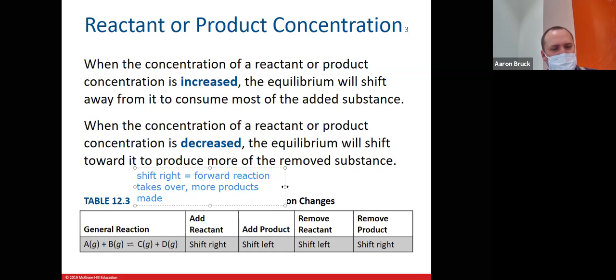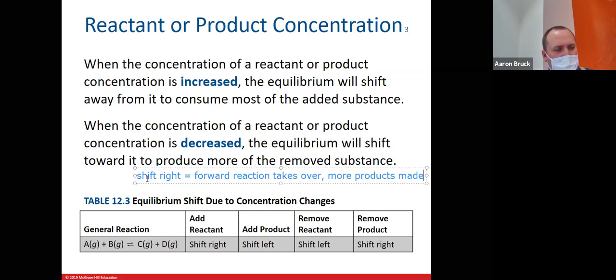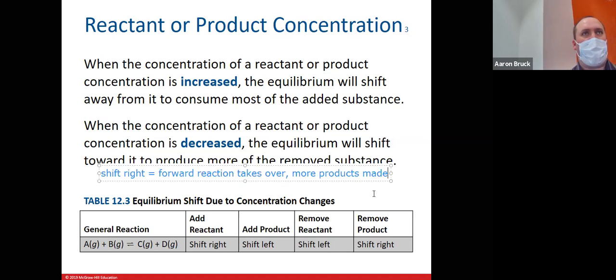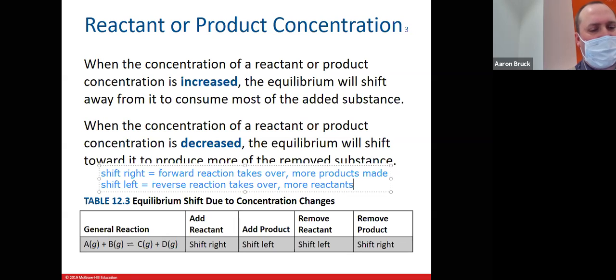So a shift to the right indicates that the forward reaction is going to take over. We're going to get the forward reaction to occur more quickly for a while. And as a result, we're going to get more products made in the end. A shift to the left means that the reverse reaction will take over, and we'll get more reactants made as a result.